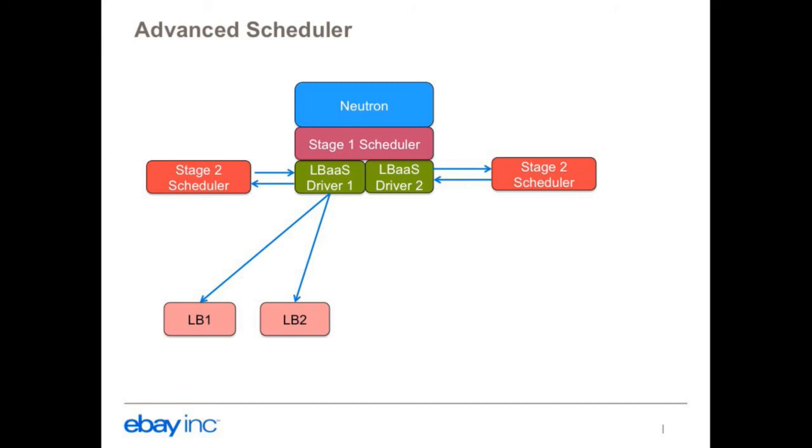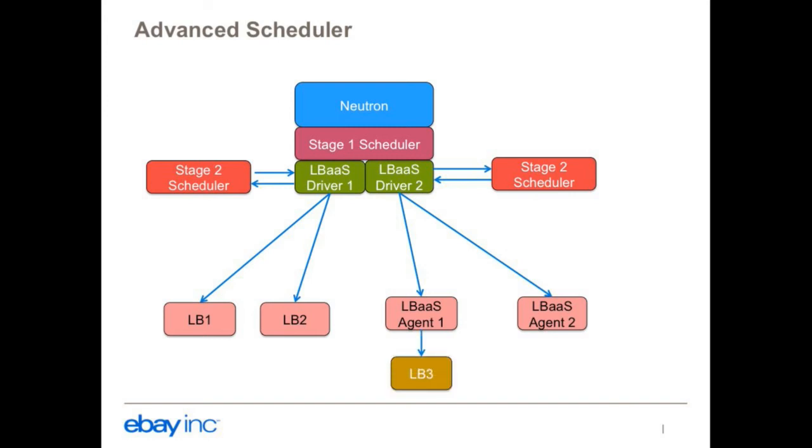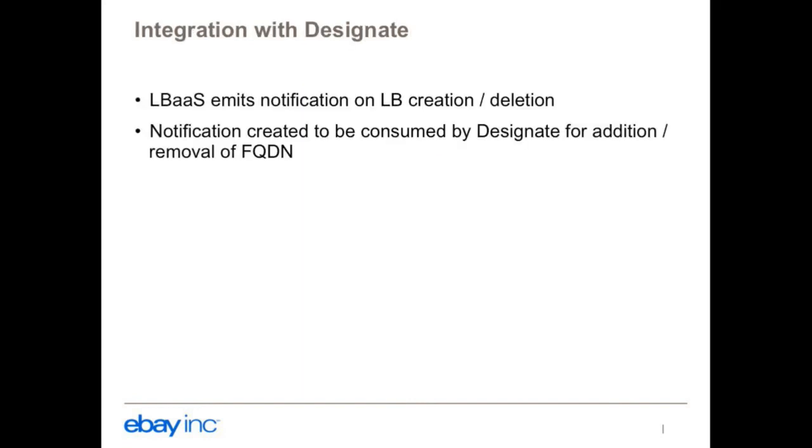Then it makes a call. Either it will go to LB1, LB2, depending on its scheduling algorithm, or it can post a message to the agent level. It's a different architecture where we have an agent also. There are some agentless, and there are agent-specific drivers. So it will delegate it to the agent, and agents will then provision it to LBs.